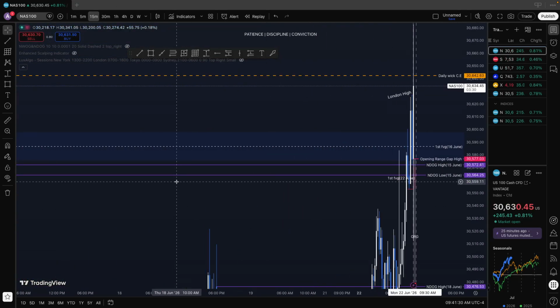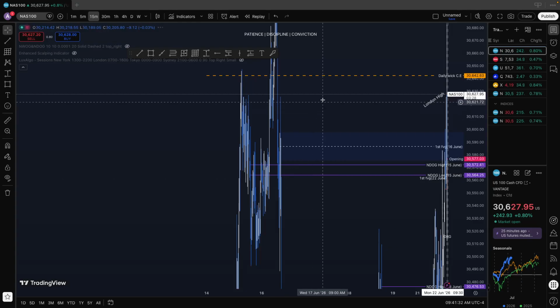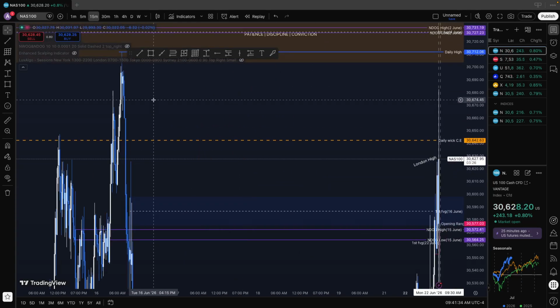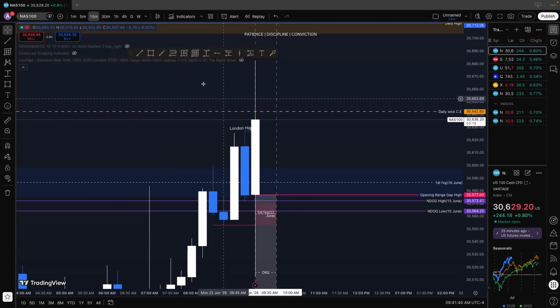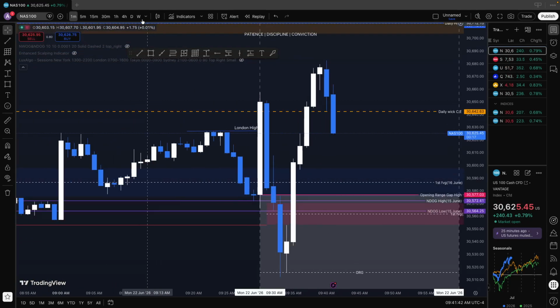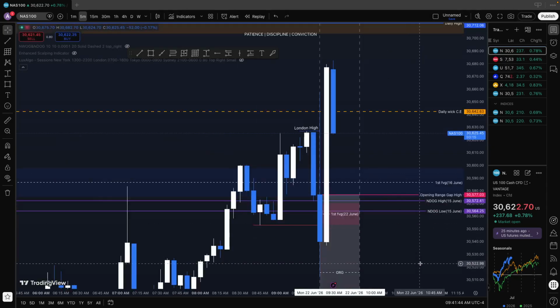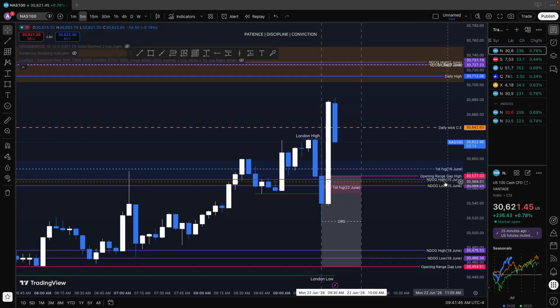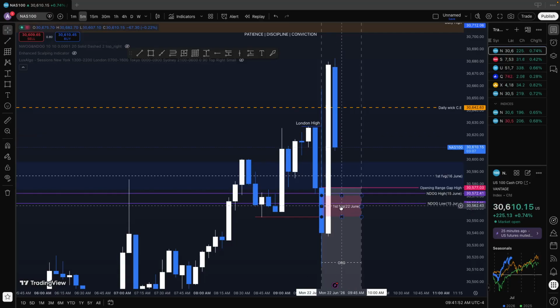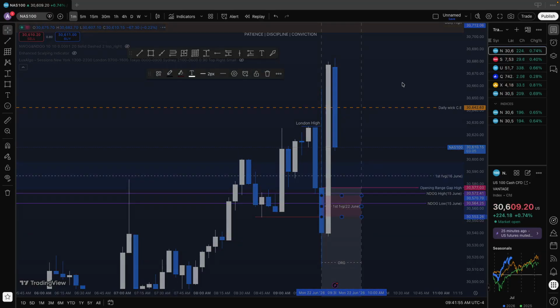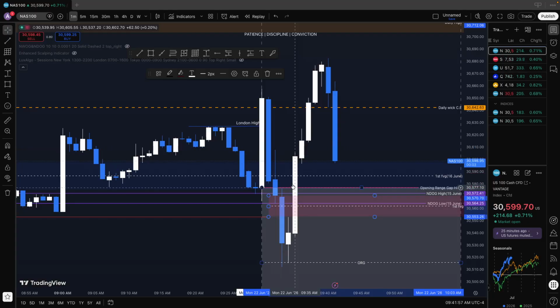Let me see what's going on here. We tapped into this fair value gap as well. But let's just see, do we get a retracement during the macro, and what price wants to do? Could use this as an inverse. Come back and tap into that and close close to this. And we have this big fair value gap, this one.